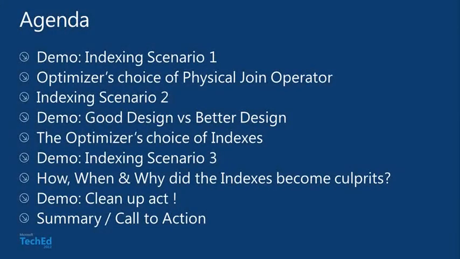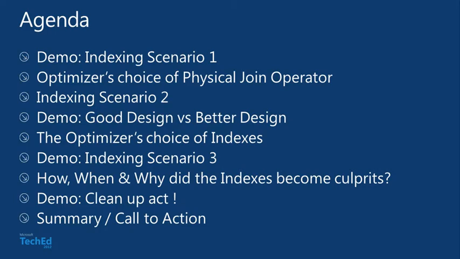So I have broken down this session. This is going to be a demo-heavy session, and I have broken them down into a couple of categories. So we will right away start with an indexing scenario, followed by talking a bit about the optimizer and when it chooses a particular physical join operator. We move to the next indexing scenario, and we consider good designs versus better designs. And we'll talk in depth about the optimizer's choice of indexes, followed by a third indexing scenario.